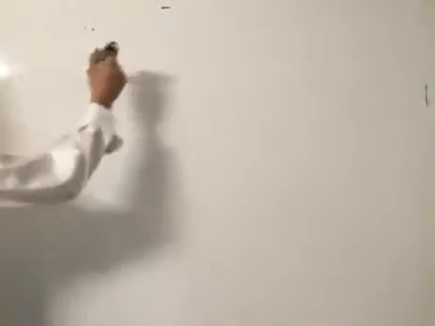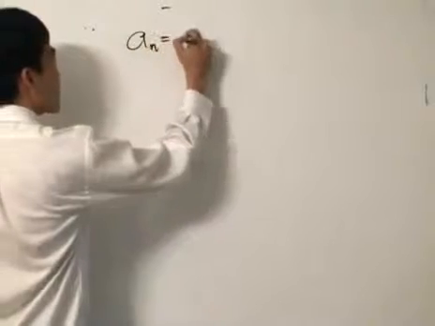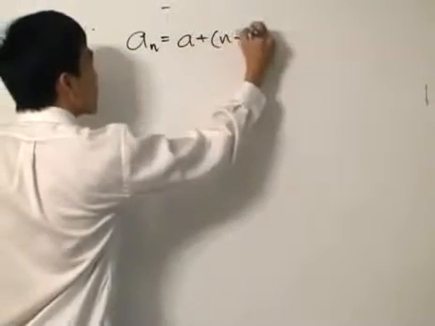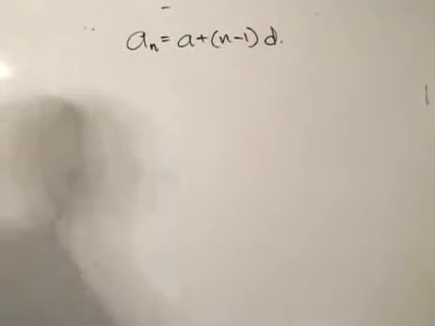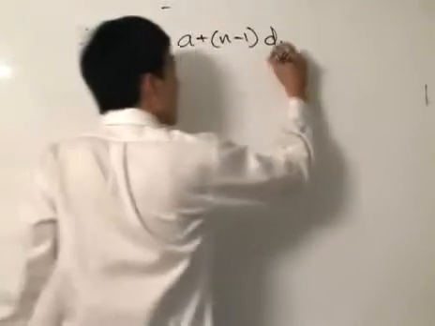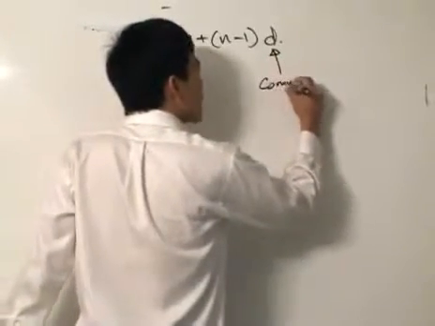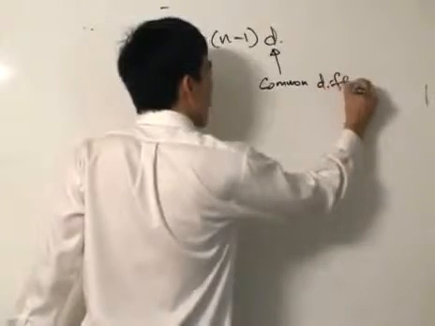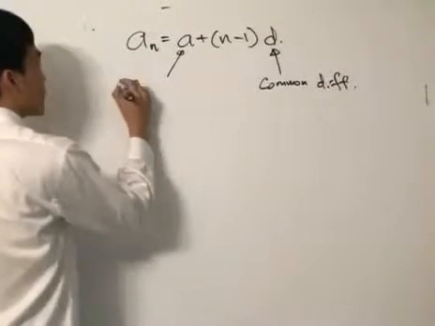Now what is the arithmetic series? The arithmetic series comes from a sequence that is defined by this: an is equal to a plus (n minus 1) d. I hope you can see that. This d over here is called the common difference, and the a over here is called the first term.